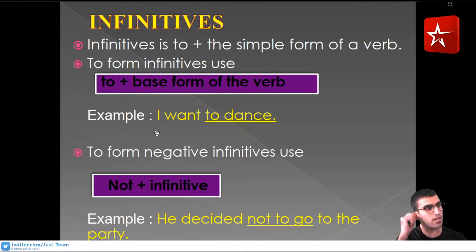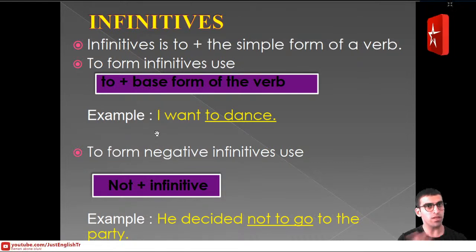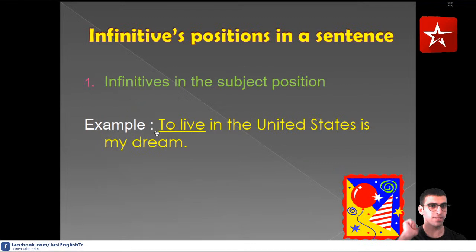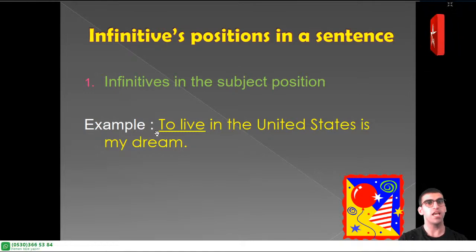So guys, you can ask me, teacher, how can we use infinitive? Like we use gerund as a subject, as an object, and after prepositions. But what about infinitives? All right, don't worry. Just a second, and let's learn how we can use the infinitive, and what the positions of infinitive in the sentence are.